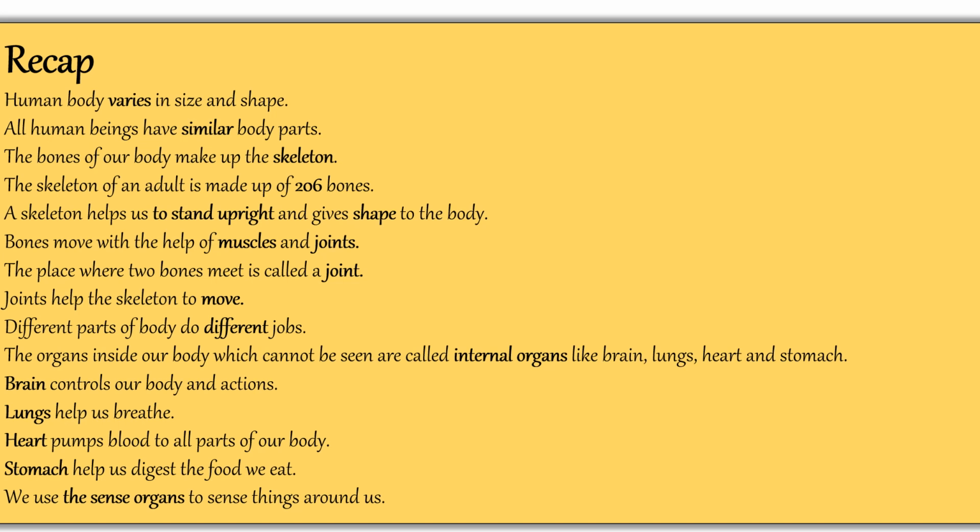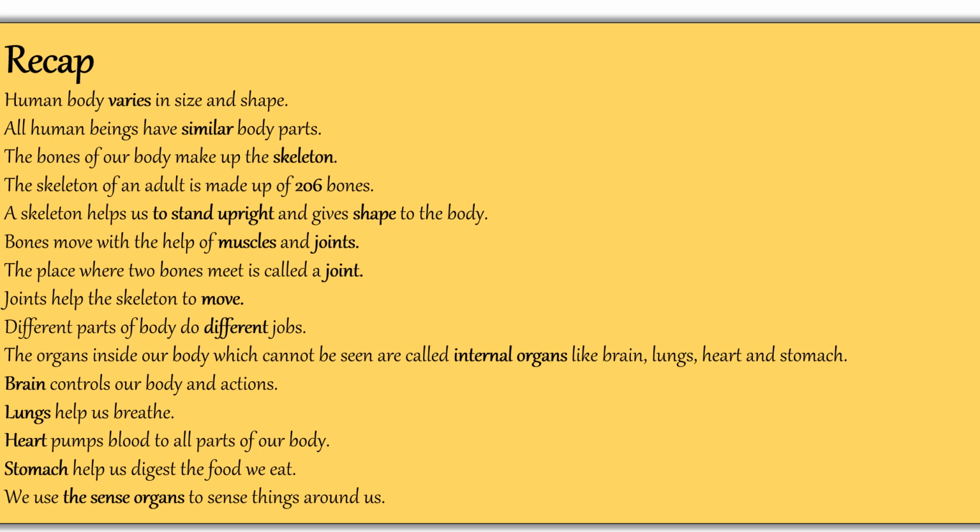In this unit, we have studied that human body varies in size and shape. All human beings have similar body parts. The bones of our body make up the skeleton. The skeleton of an adult is made up of 206 bones. A skeleton helps us to stand upright and gives shape to the body.